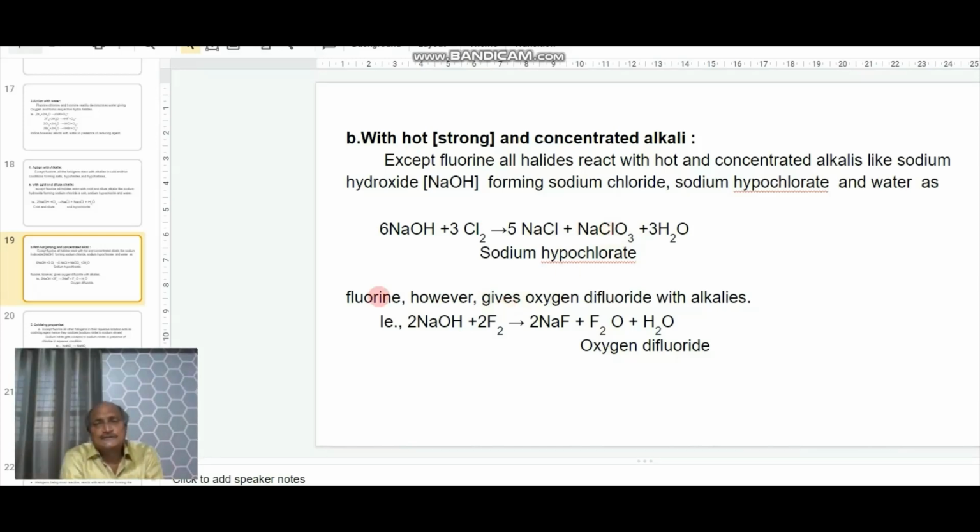Fluorine, however, gives oxygen difluoride with alkalis. For example, 2 moles of sodium hydroxide react with 2 moles of fluorine, forming 2 moles of sodium fluoride, and also there is a formation of oxygen difluoride and 1 mole of water. Oxygen difluoride is formed when fluorine is reacted with sodium hydroxide.